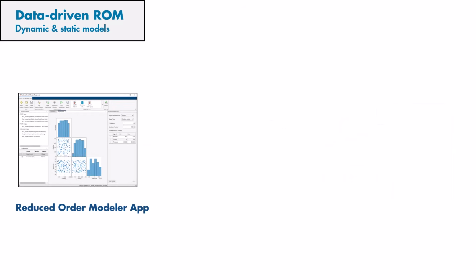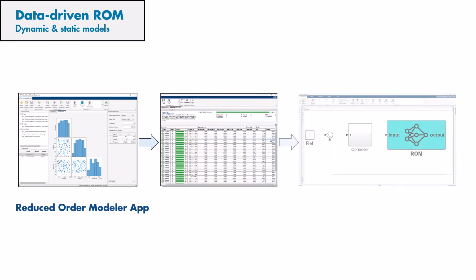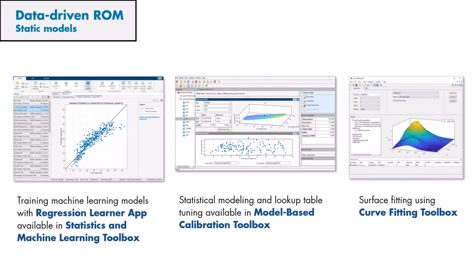You can create dynamic and static ROMs using the Reduced Order Modeler app that lets you interactively specify design of experiments, generate input-output data, and train models using pre-configured templates. In addition to creating static ROMs from simulation models with the Reduced Order Modeler app, you can capture static or steady-state behavior directly from the pre-collected data using tools like the Regression Learner app for training machine learning models. Other techniques for creating static ROMs include lookup table tuning and curve fitting.